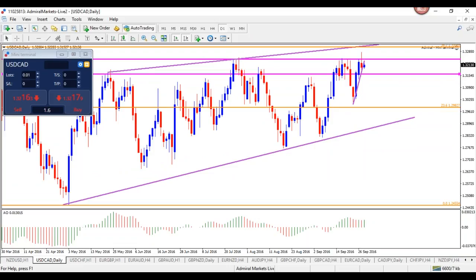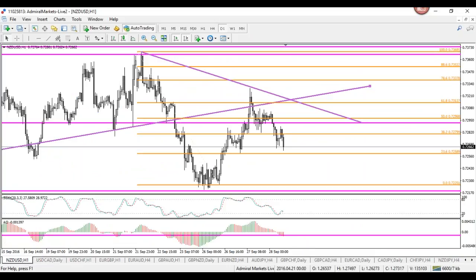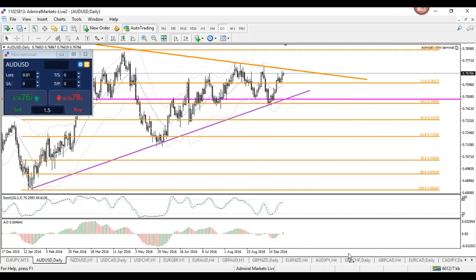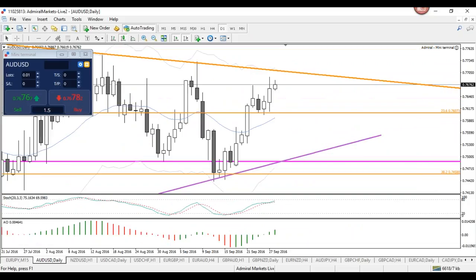Otherwise, the Aussie still. I'm not trading it. Was maybe a good long in here, but not now. Too close to resistance.